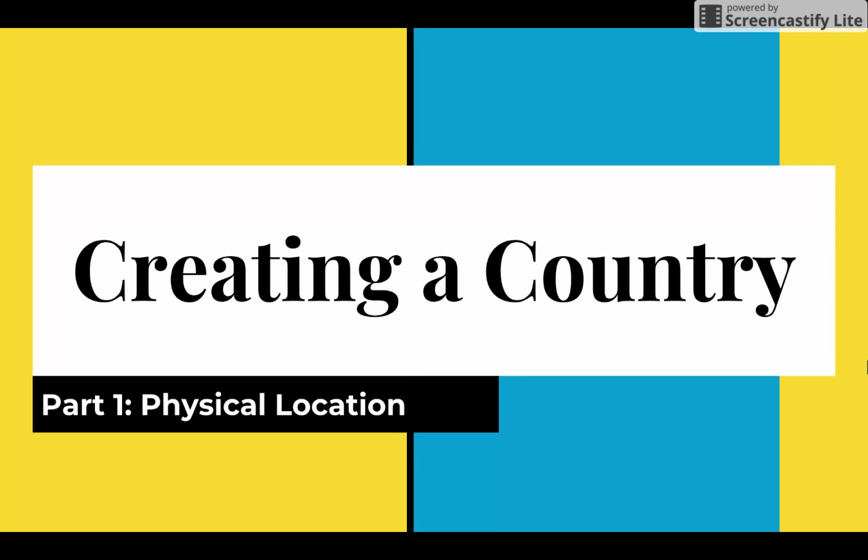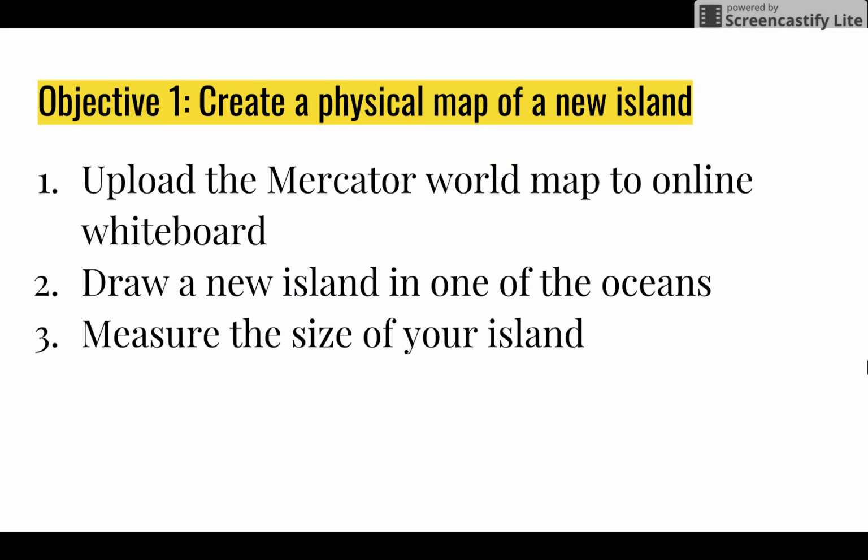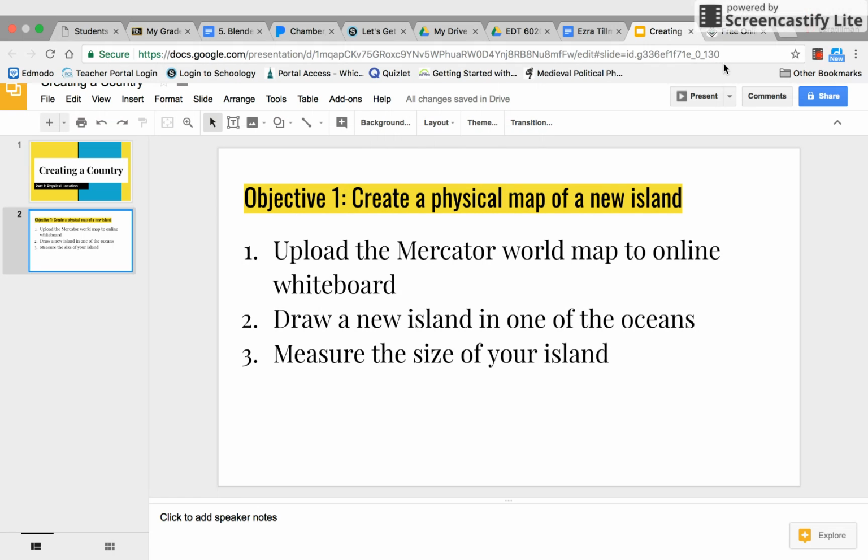This is part 1, the physical location. Our objective for today is to create a physical map of a new island. The first part, we're going to upload a Mercator map to an online whiteboard. Next, we're going to draw a new island in one of the oceans, and finally, we're going to measure the size of that island. All right, we're going to go on over to our whiteboard.